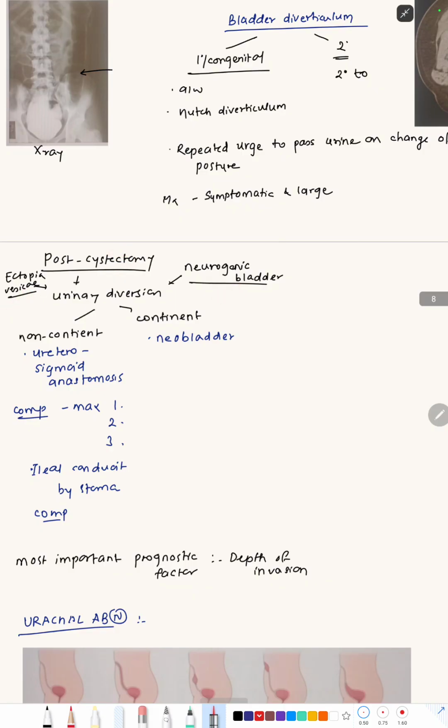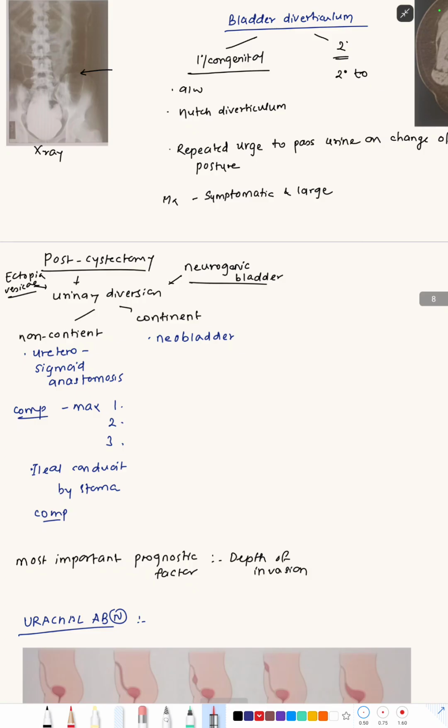Now it is of two types: continent and non-continent. Continent means where the voluntary control of the patient remains, and this is nowadays preferred, by constructing a new bladder using the ileum. Otherwise, earlier, among the non-continent routes, the most commonly used was ureterosigmoid anastomosis. Sounds cool because the urine will go through the sigmoid colon, and through the rectal orifice it will come out.